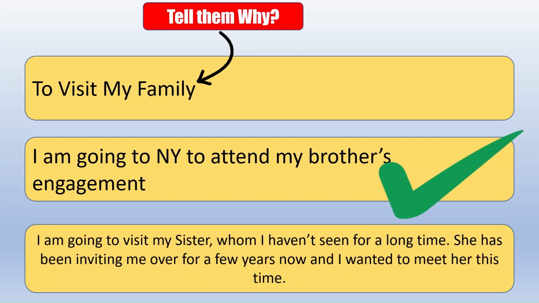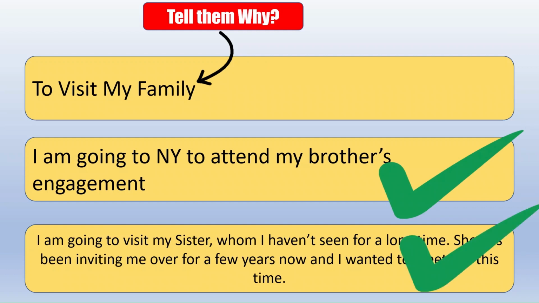Again, if you want to visit your sister and you have not met her for a long time, you can tell something like this: I am going to visit my sister whom I haven't seen for a long time. She has been inviting me over for a few years now and I wanted to meet her this time. So these are well thought out responses, these are detailed responses, and these don't leave any doubt in the visa officer's mind.